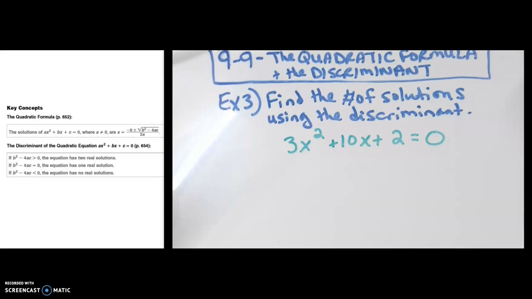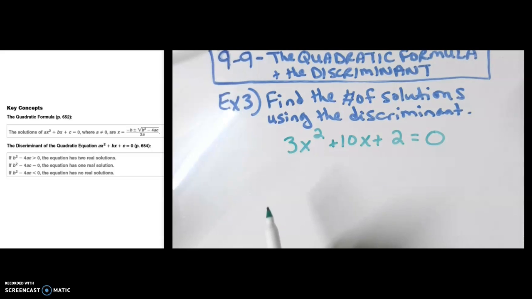Okay, so example 3 says, find the number of solutions using the discriminant. Guys, what I want you to notice is we're not solving for this. We're not coming up with the solutions. All we're doing here is telling the number of solutions based on the discriminant.